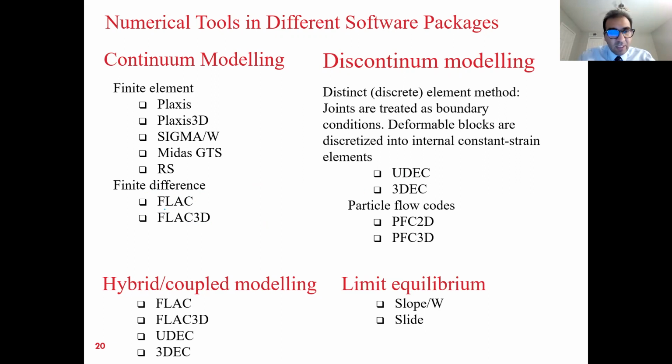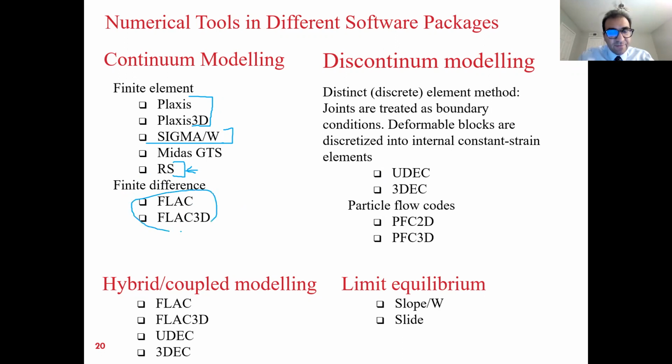Some of these tools are developed by, let's say, Plaxis, and Plaxis 2D is now available under Bentley companies. SigmaW is available under GeoStudio, that is a Canadian company. RS is developed by Rocscience, another company developing these tools. And then there is another company based in Minneapolis, in the US, that has developed a couple of these programs under its own entity.